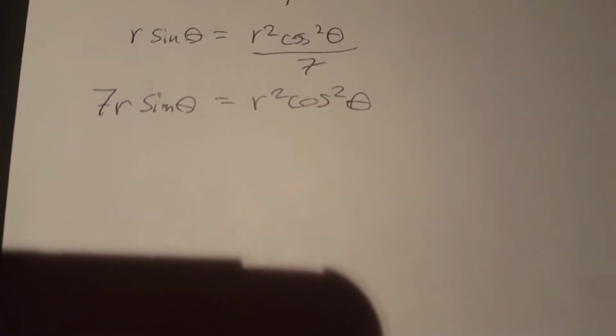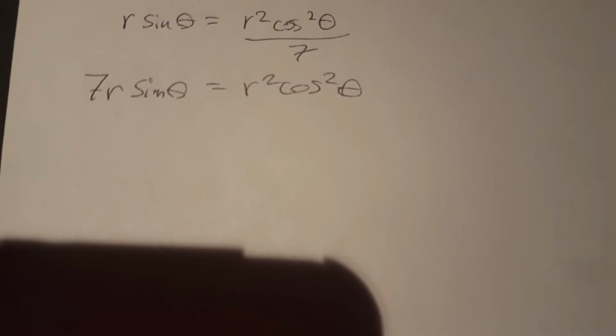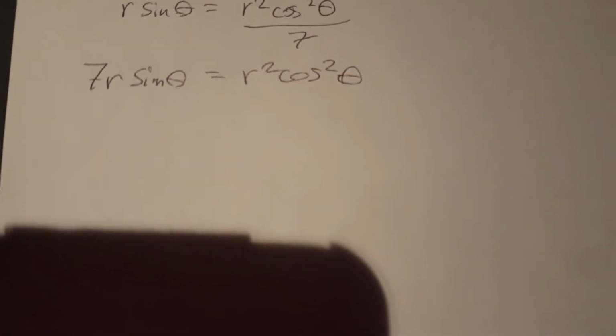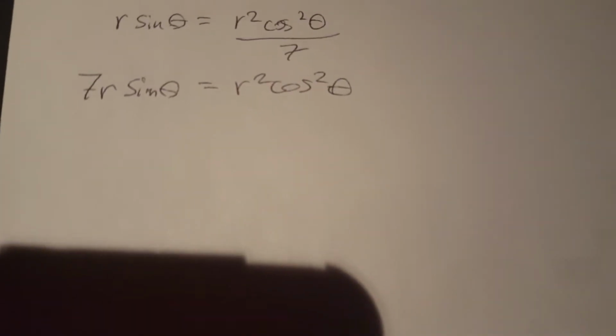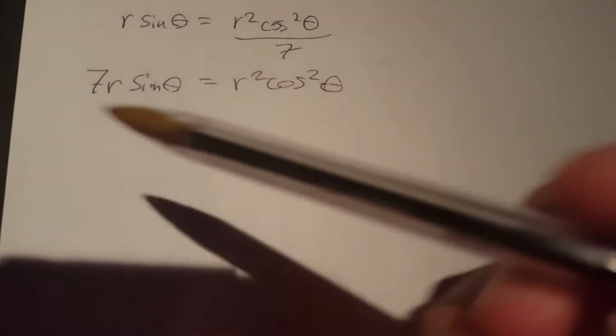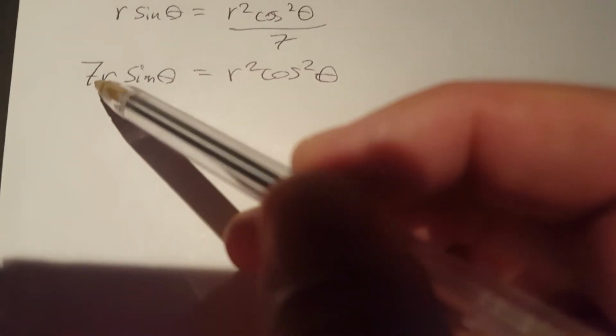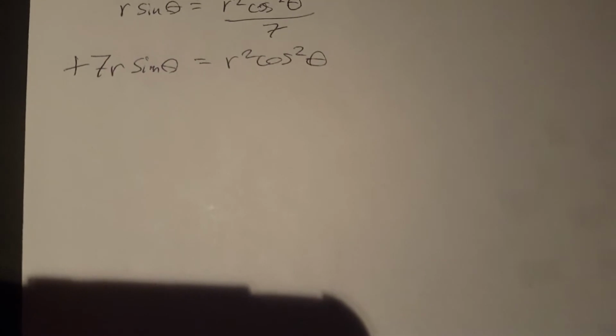Don't look at this and say, okay, I'm going to rewrite that cosine squared with an identity, 1 minus sine squared, so that you have sine and all that kind of stuff. Don't worry about that. Our point here is we need to solve this for r. So I'm going to get both of these on the same side. I'm going to bring this on the left over to the right side. This is positive over here, so I'll write that with a plus. So I'm going to subtract 7r sine theta on both sides.